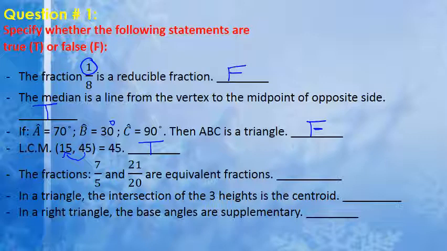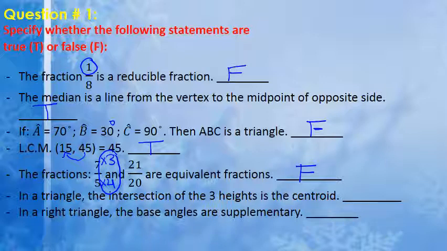The fractions 7/5 and 21/20 are equivalent fractions. For the second fraction to be equivalent to the first fraction, this means we multiplied the first fraction by the same number. 7 times what gives us 21? It multiplied by 3. 5 times what gives us 20? We multiplied by 4. We here multiply by different numbers, then these are not equivalent fractions, then this is false.